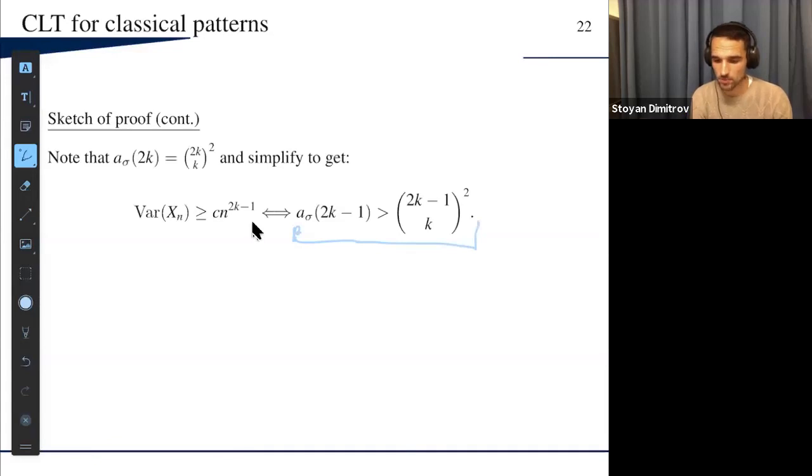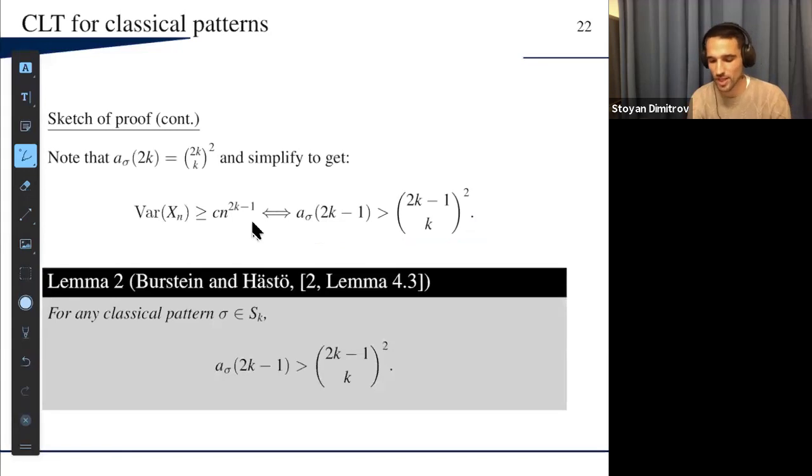And after several months of struggling to prove this, we finally found that it has been done. So this is a lemma in a paper of Burstein and Hasto. And their proof is algebraic. Actually, a very interesting algebraic proof. And I'm personally interested to see a combinatorial proof for this fact.